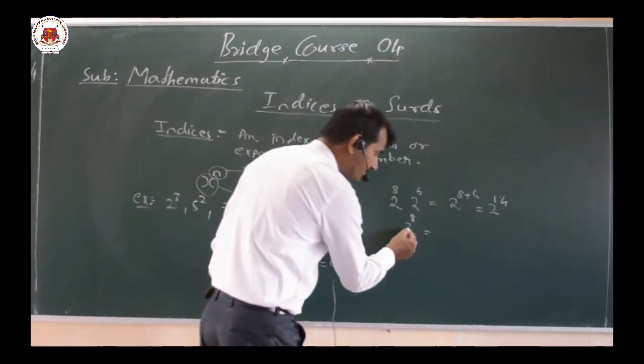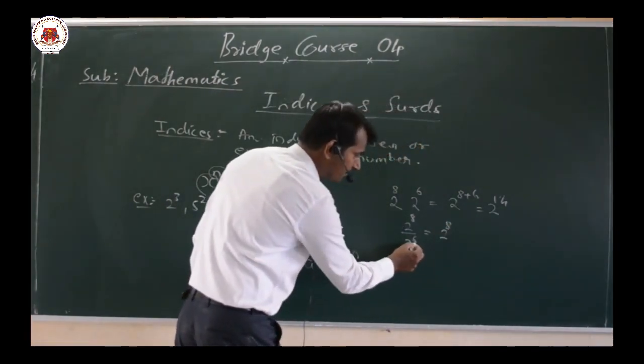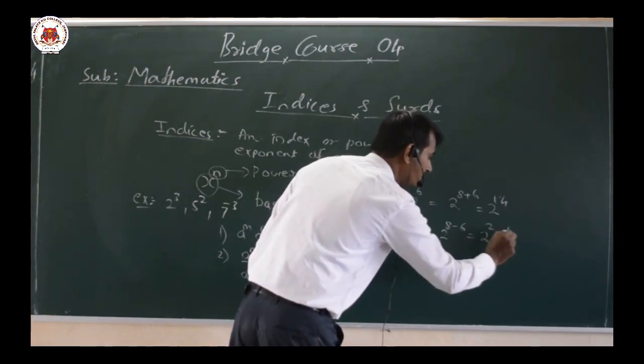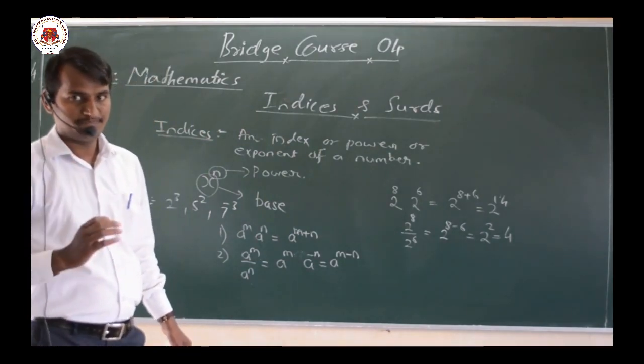How is it? Since the bases are the same, 2 raised to 8 and 2 raised to 6, that is 8 minus 6, the value will be 2 raised to 2, the value will be 4. It is very simple and it will save your time also.